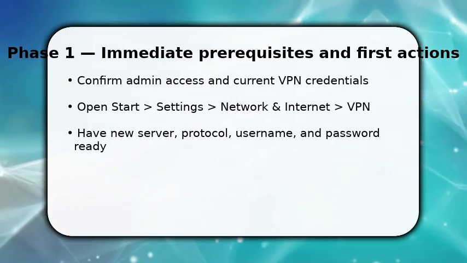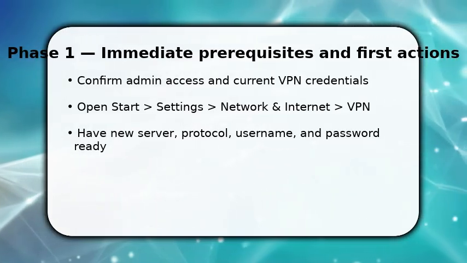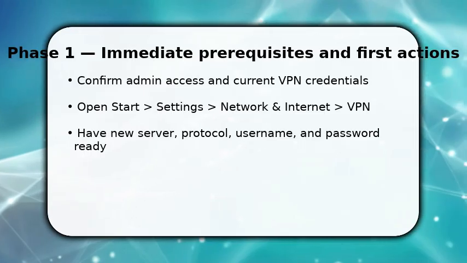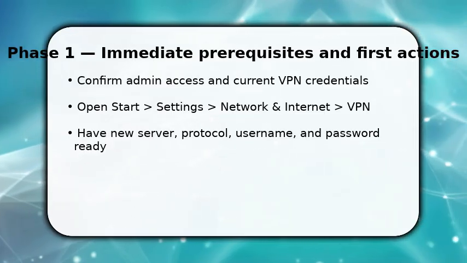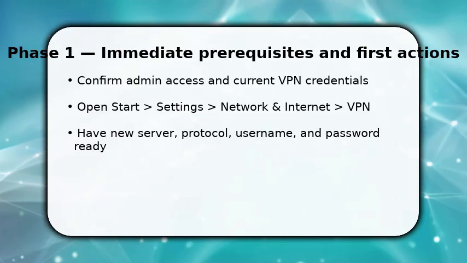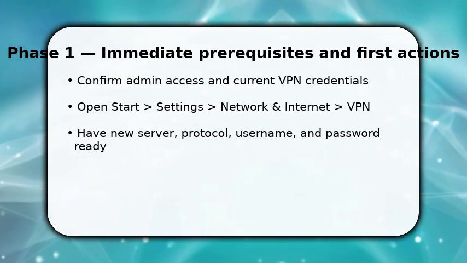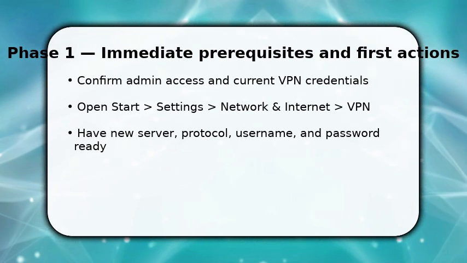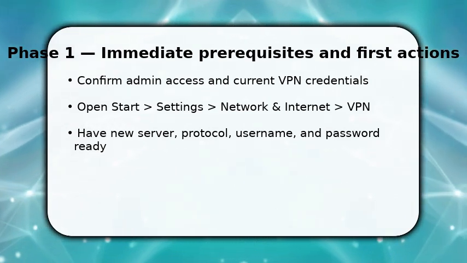When adding, pick the proper VPN provider and enter server name or address. This is crucial because the address directs traffic. Once done, select the VPN type and sign-in info so Windows can authenticate you automatically without repeated prompts.